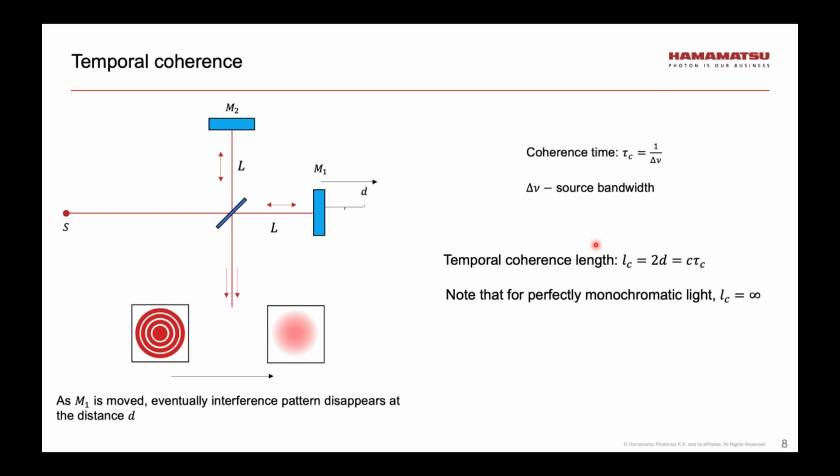One can test how much temporal coherence we have in a given source of light, for example, using a Michelson-Morley interferometer. We have a source of light. The light is broken into 2 paths. One goes towards mirror M2, which is stationary. The other one goes into mirror 1, which can be moved. The 2 lights are then combined and allowed to interfere.